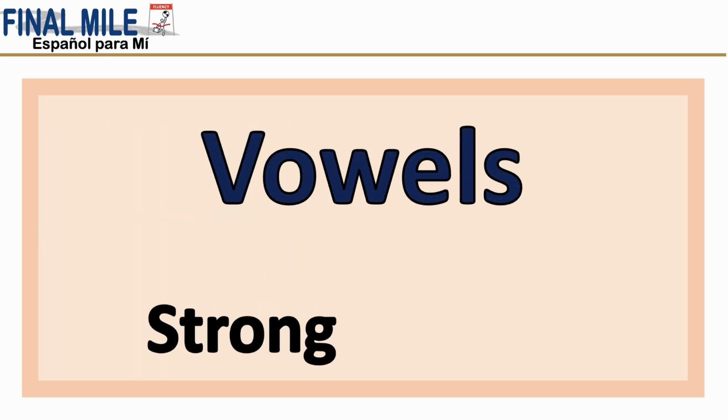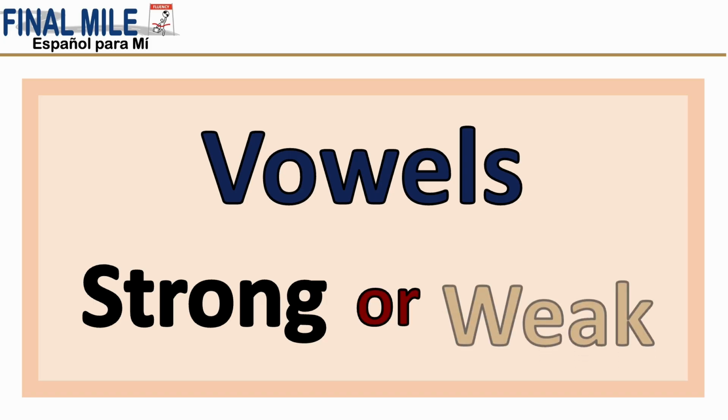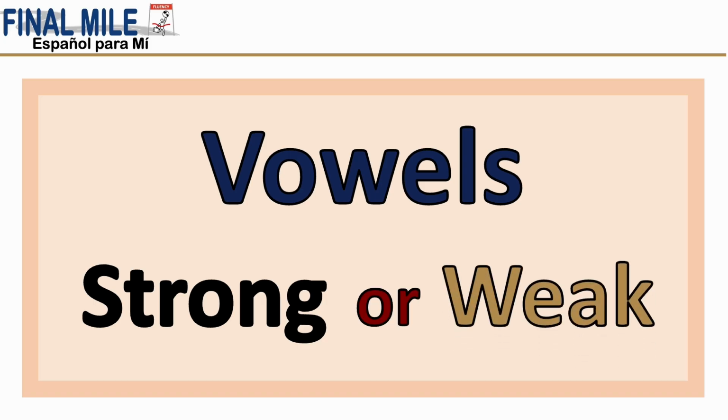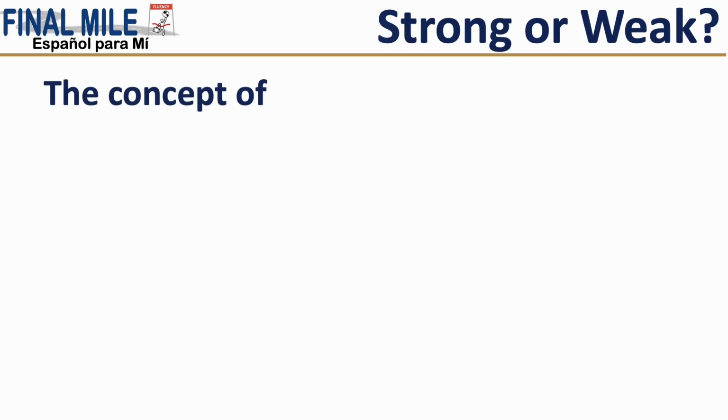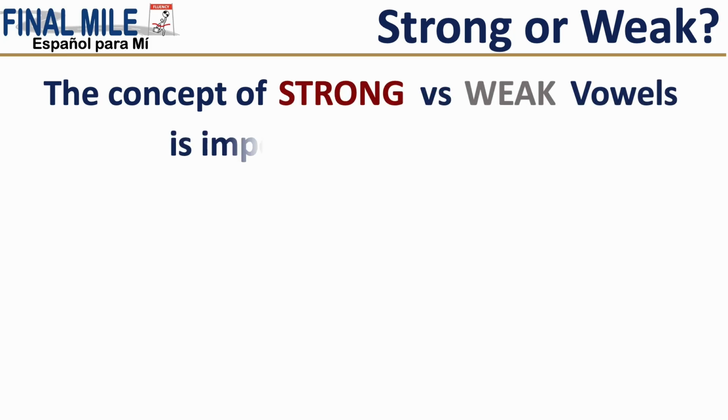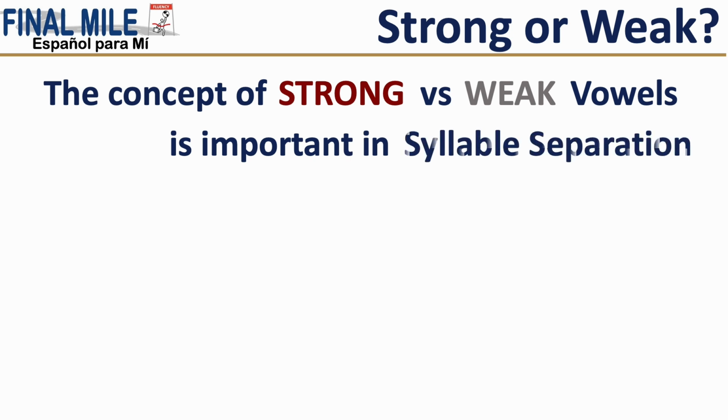Okay, we are going to talk about vowels, strong or weak. Basically, the main theme of this part of the lesson is this is where we learn to separate the syllables. Okay, so let's talk about vowels. Some of them are strong, some of them are weak. Syllable separation, right? This is what we're talking about.